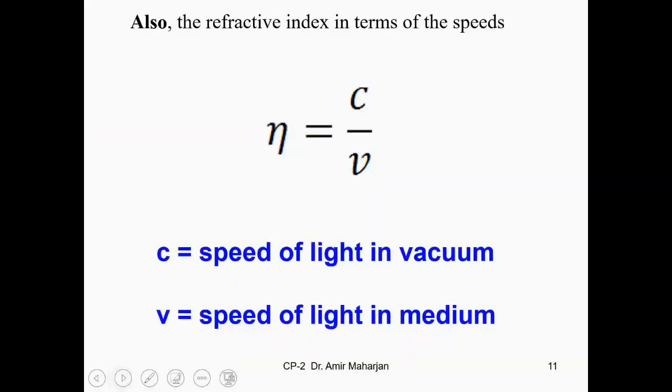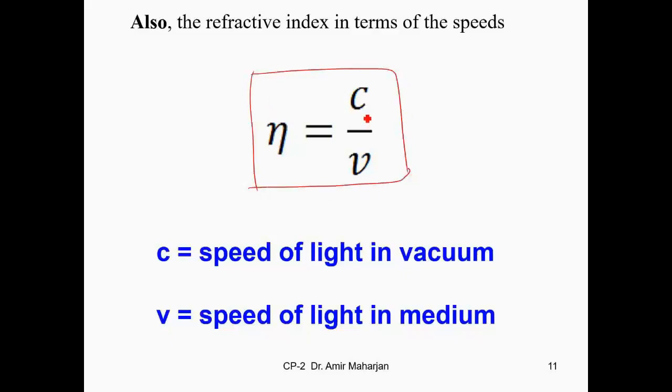The other way you can calculate the index of refraction is with another formula, from Huygens' principle, the wave theory of light. So the index of refraction can also be calculated using this. c is the speed of light in vacuum, which is the maximum speed limit. You can see this very important number, 3 × 10^8 meters per second. That's the speed of light in air or vacuum, which is the maximum. And v is the speed of light in the medium. So just by taking this ratio, if you know the speed, you can calculate the index of refraction.